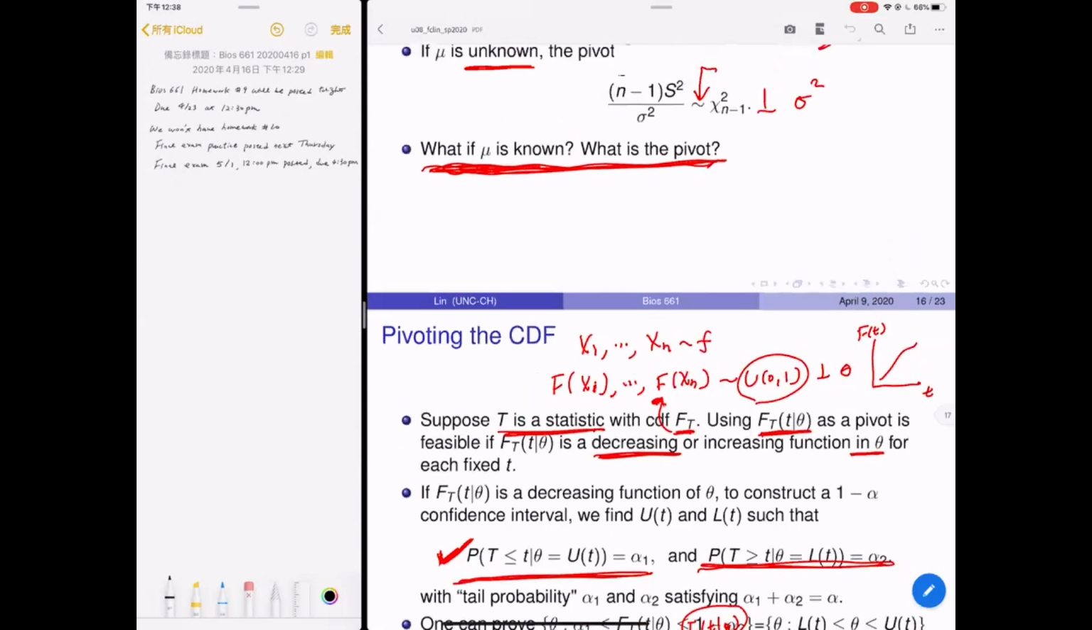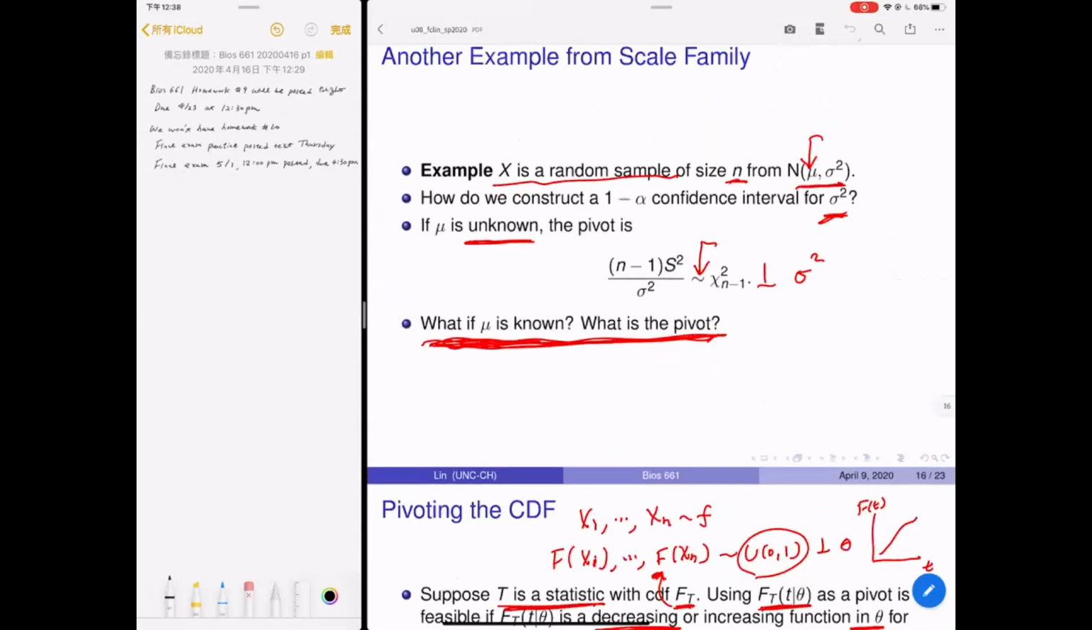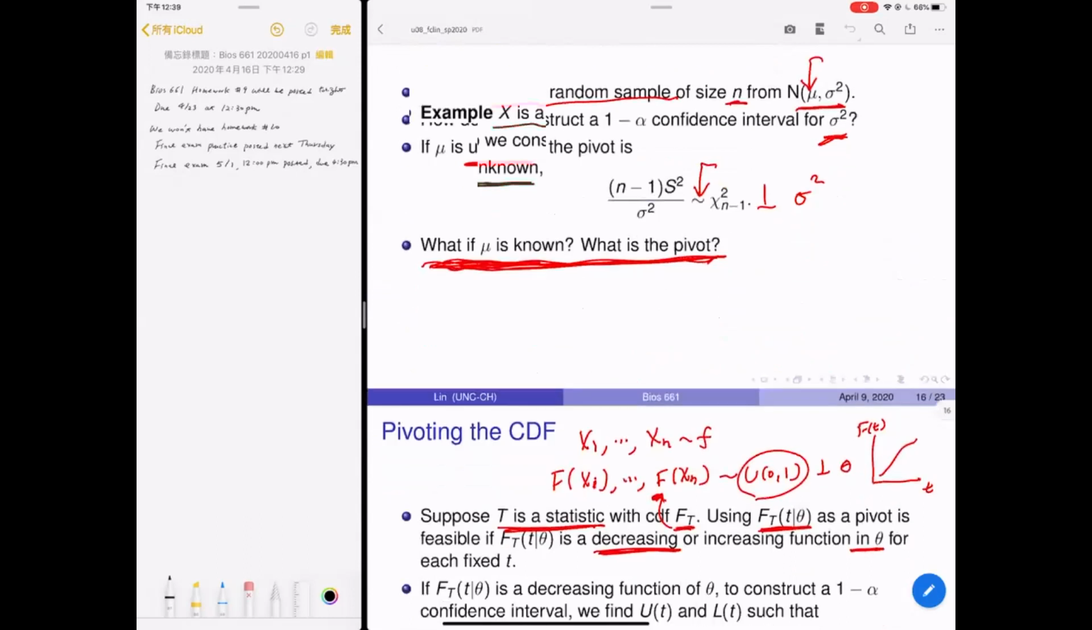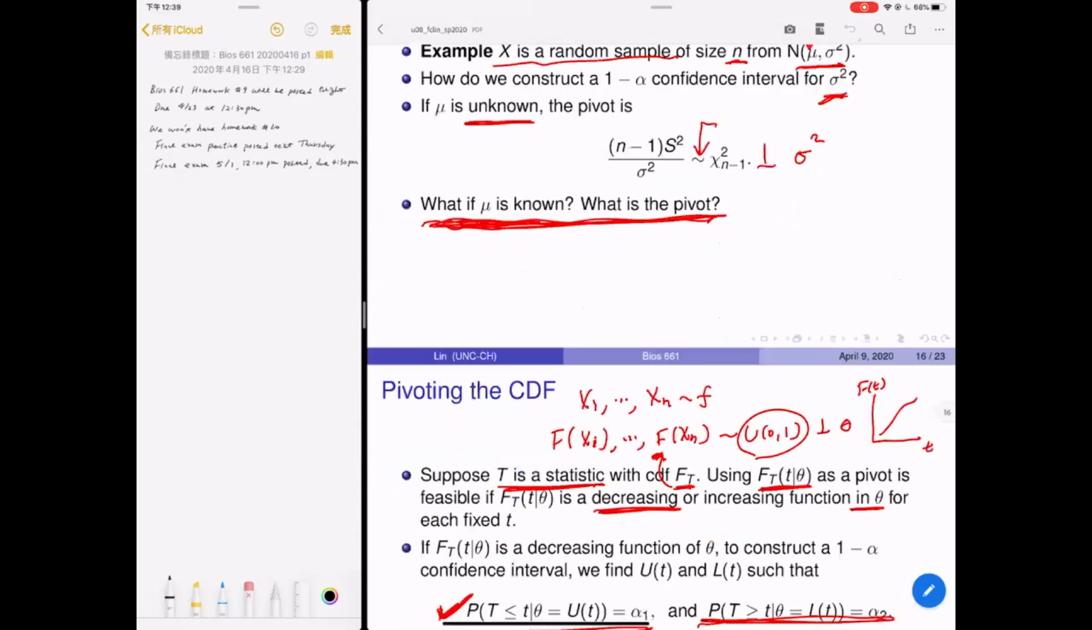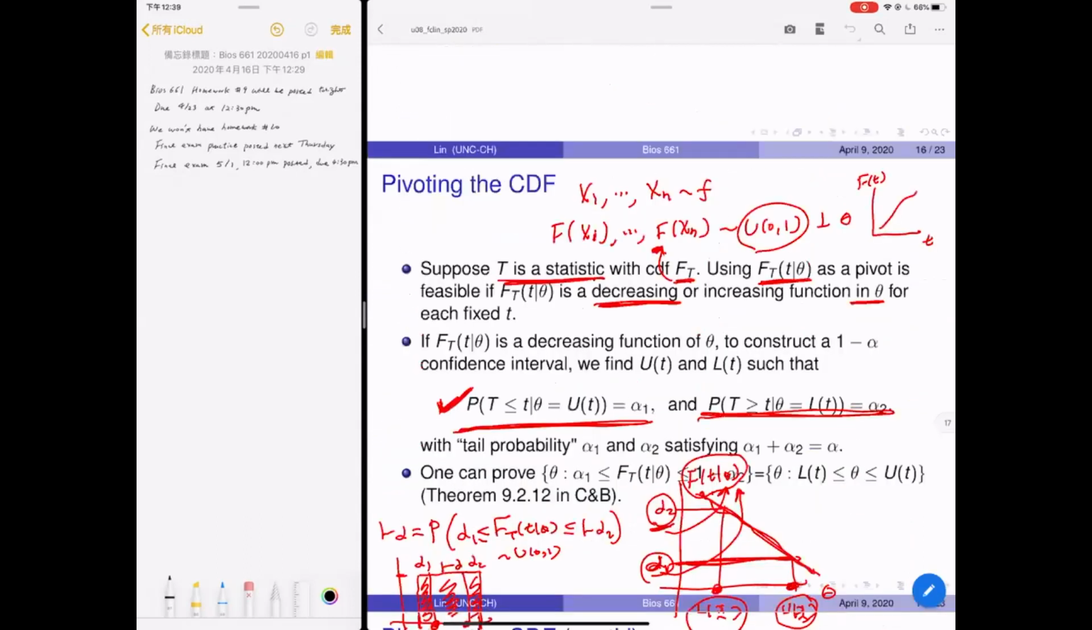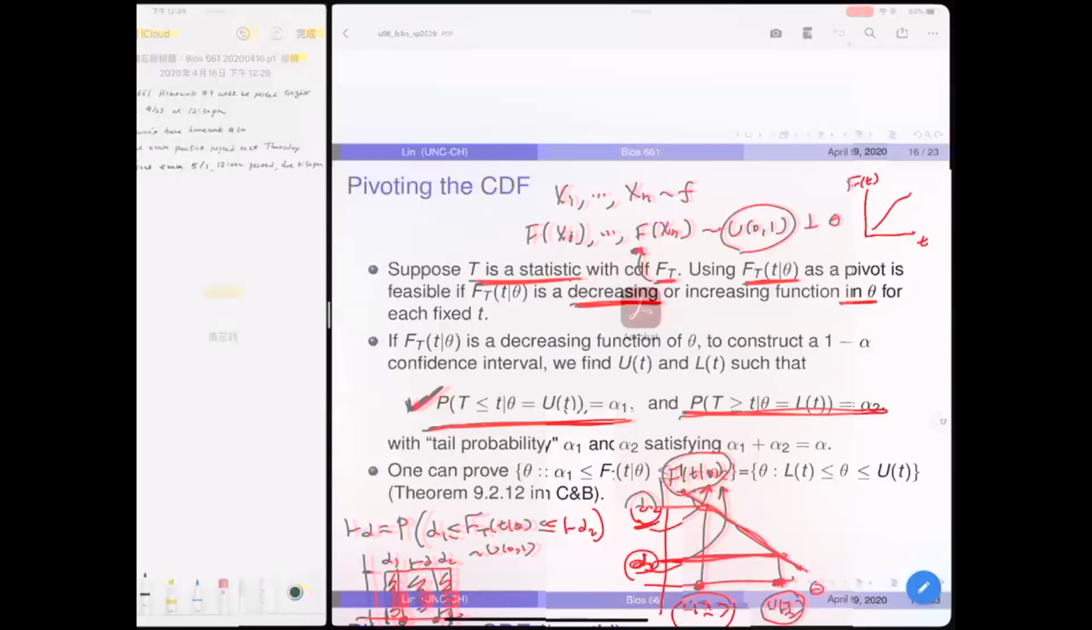And then, we talk about the pivotal quantity, and then see how easy that is to find the confidence interval. Okay, so I ended up saying that there's a natural pivot called the CDF. The reason it's called a natural pivot is this.